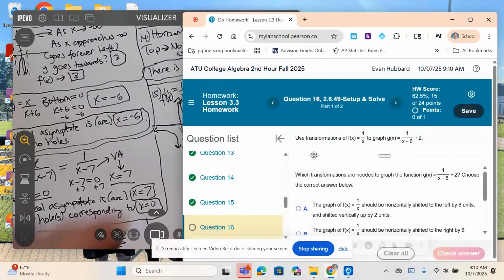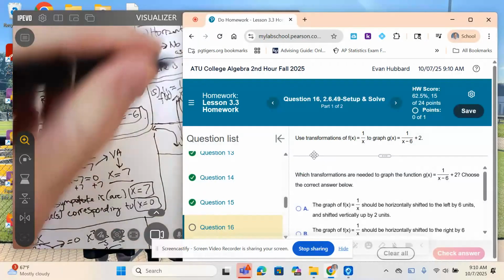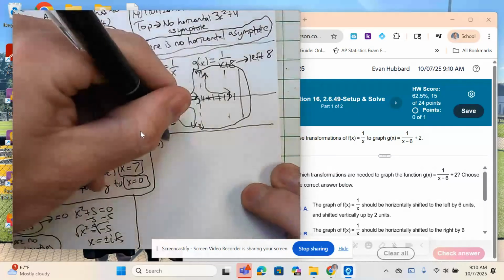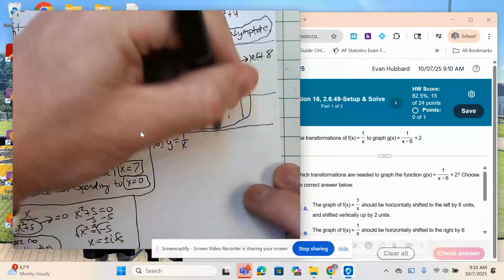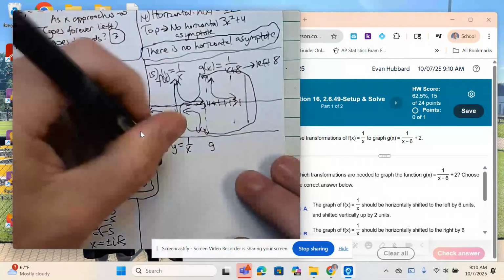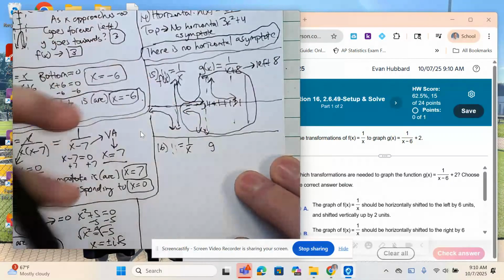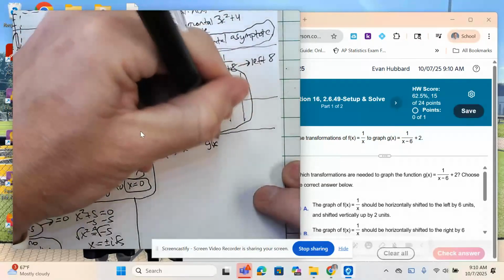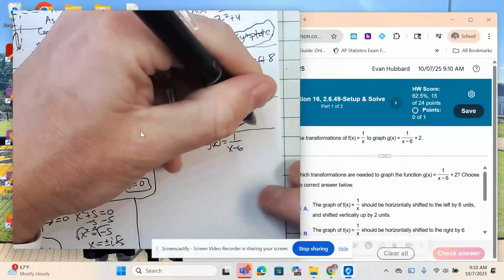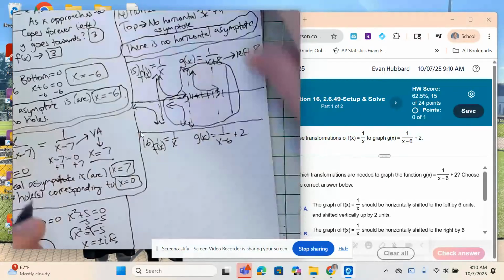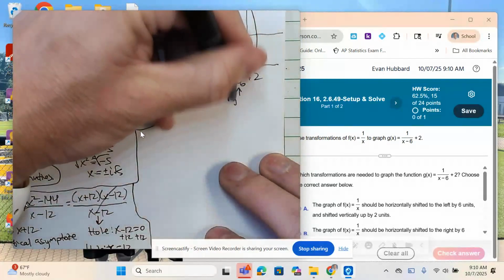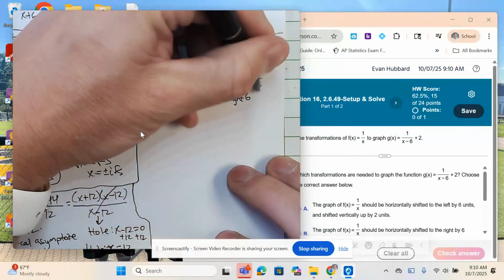16. All right, let's set myself up for success here. I've got y equals 1 divided by x. I want to transform it to, or let's do f of x, sorry. f of x equals 1 divided by x. I want to transform it to g of x equals 1 divided by x minus 6, plus 2. So minus 6 to the x is right 6. It's going to be right 6. And plus 2 means up 2.